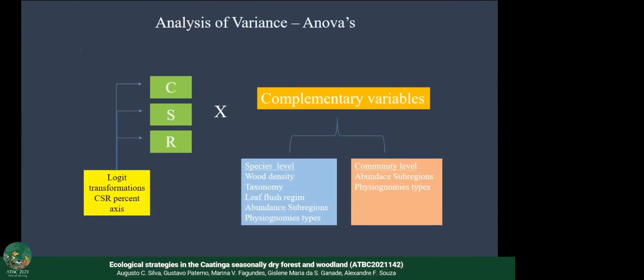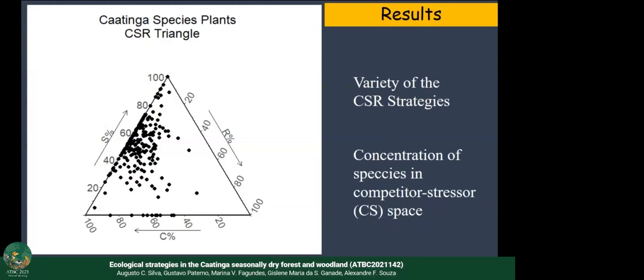We tested the relationship of the strategies' complementary variables, functional traits, taxonomy, abundance subregion, and vegetation types, at the species and community level. ANOVAs with logit transformations were used to compare the proportion of the strategies between groups. Species comprise a wide variety of the CSR strategies. Despite this, there was a tendency for species to be concentrated in competitor space.